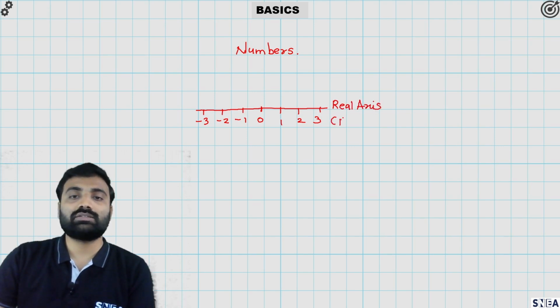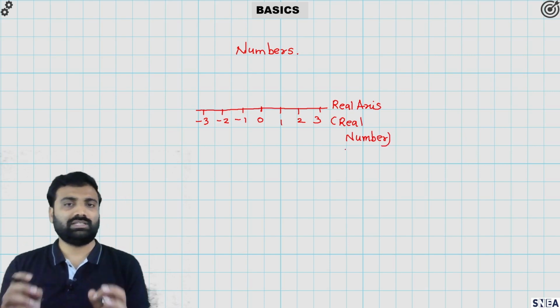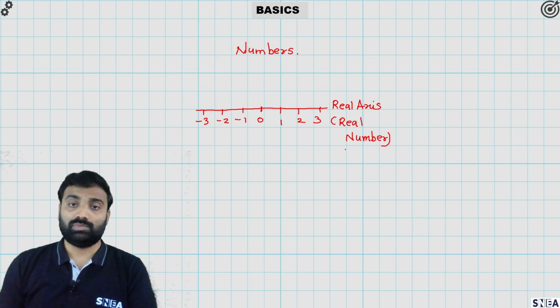So the number is called as what, students? The number is called as the real number. So any number which lies on the real axis will be termed as a real number. Okay, so we know real numbers.